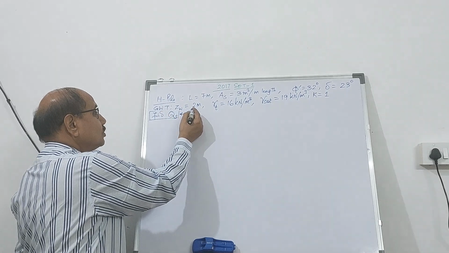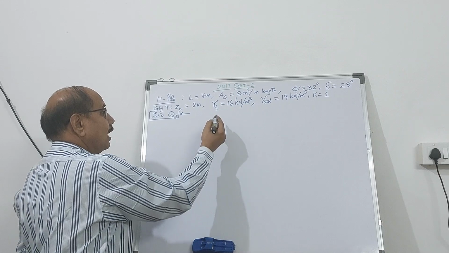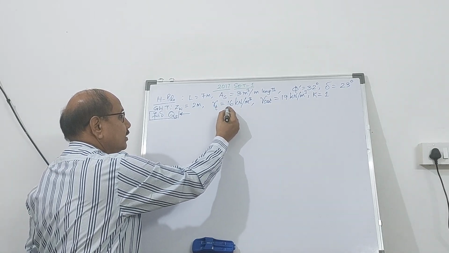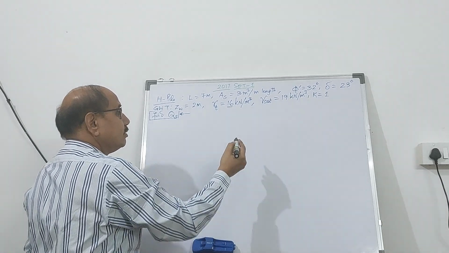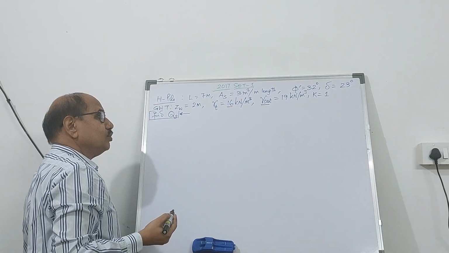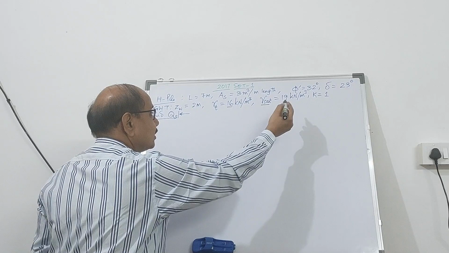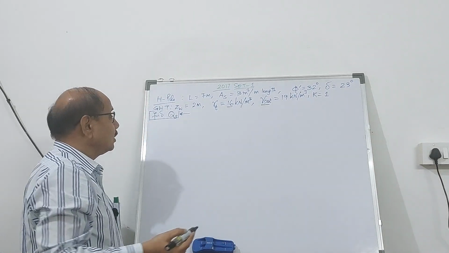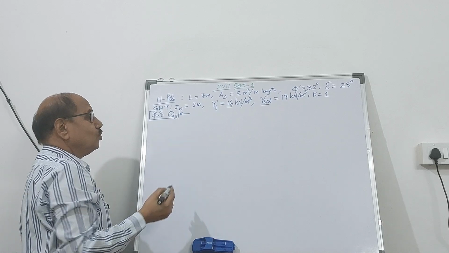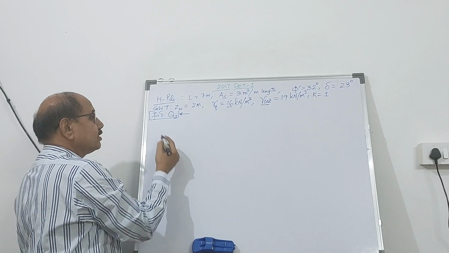Groundwater table is 2 meter from the ground level, and above the water table, the unit weight is given, and below the water table, the saturated unit weight is also given. The coefficient of earth pressure K is given as 1, and we need to find out the value of load transferred through skin friction, that is QS.